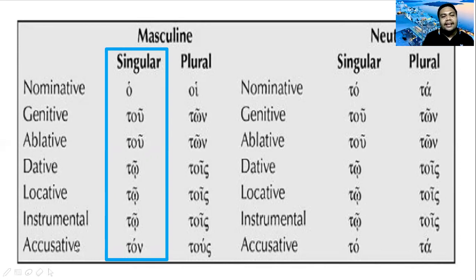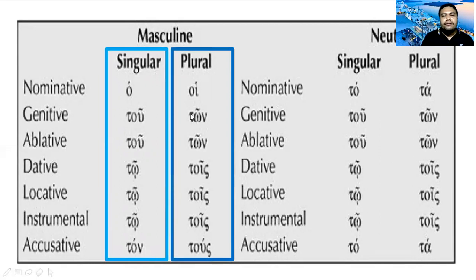And finally, the accusative is ton. So let's read again. Ho, tou, to, ton. For the plural, nominative is hoi. And we read all together, hoi. Very good. Then for the genitive and ablative, it's similar.